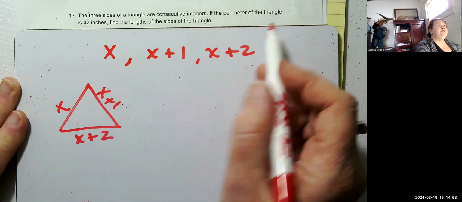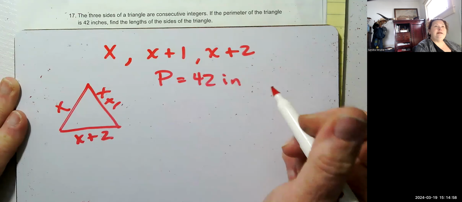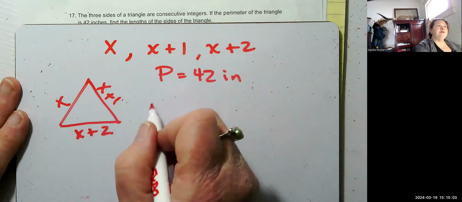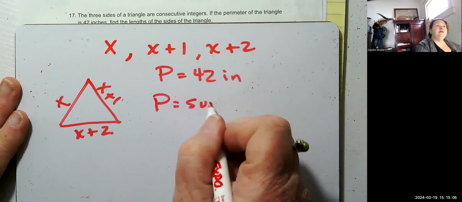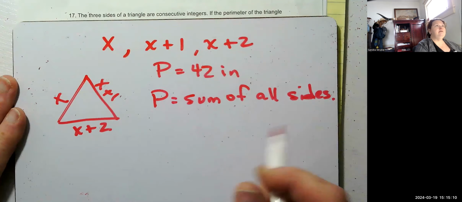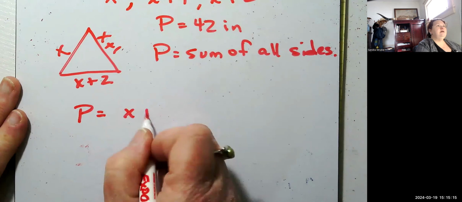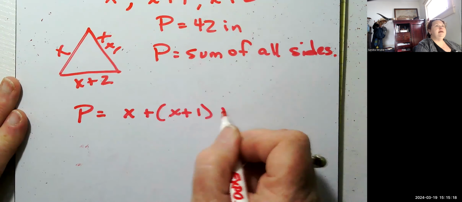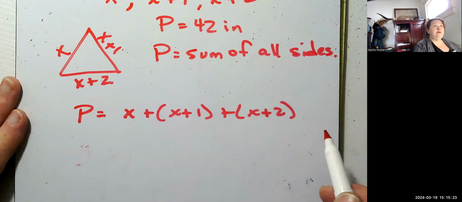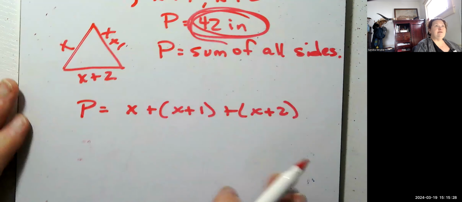If the perimeter of the triangle is 42 inches, they want to know the lengths of the sides. Well, you just add up all your sides and set it equal to 42. Perimeter is equal to the sum of all sides. Remember, sum means add. So perimeter is equal to x plus 1 plus x plus 2. I'm only putting these in parentheses so that you can see that I'm representing each one. Now I'm going to substitute P. I'm going to put in 42 to represent P.